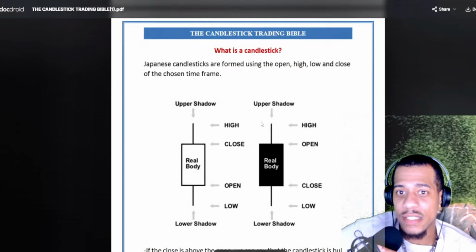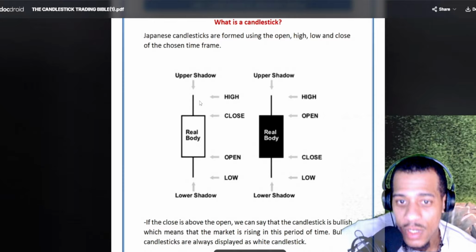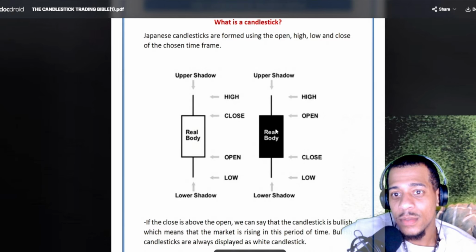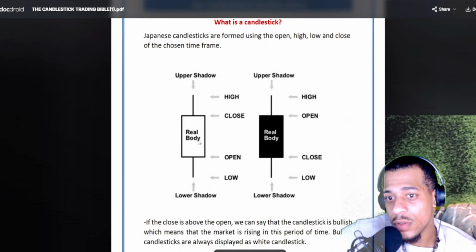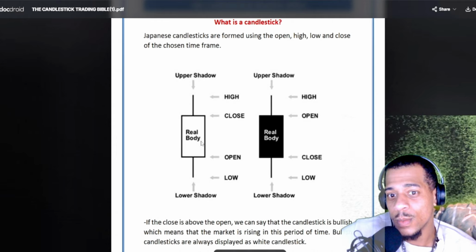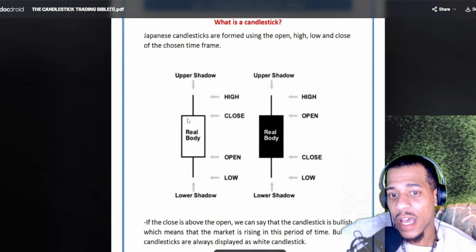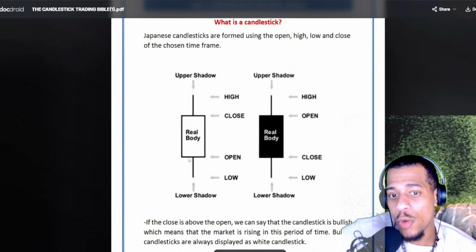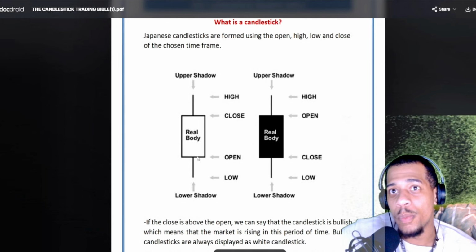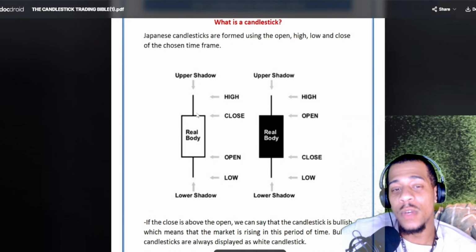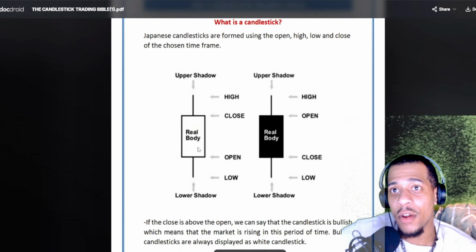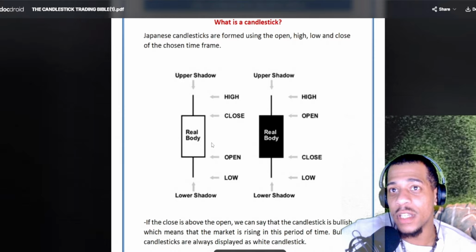Let's test you though. Let's take some tests. So right here, which candle is this candle? If we have a high here and a close at the top and it opens at the bottom, which candle opens at the bottom? Which candle is this? A bearish candle or a bullish candle?